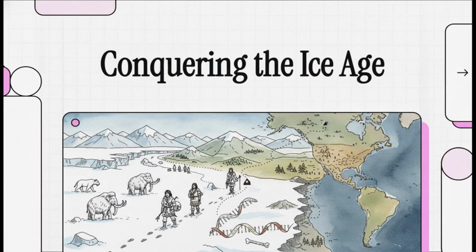Welcome to this explainer. Today, we're taking some seriously complex genomic and archaeological data and turning it into a clear, chronological journey. We're going to map out exactly how humans first populated the Americas, tracking their footprints all the way from frozen tundras to the very tip of South America.